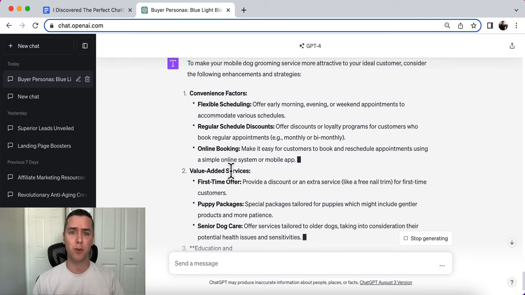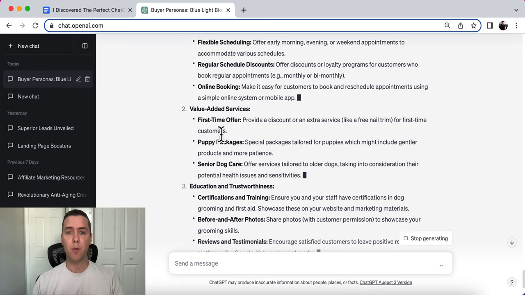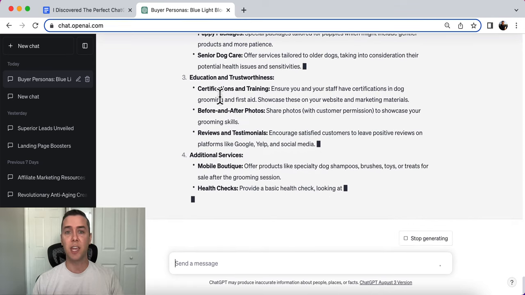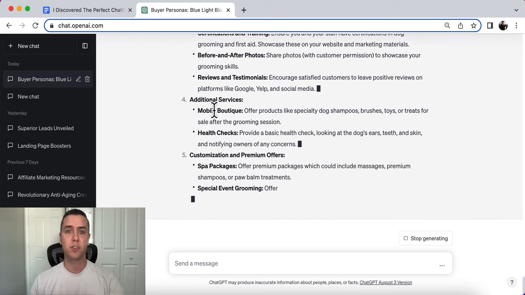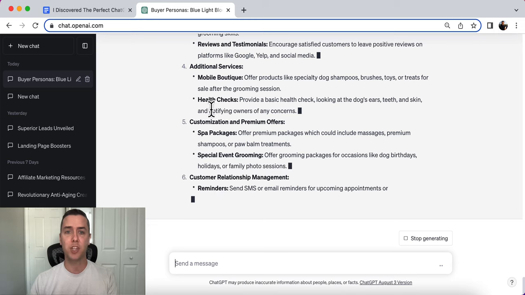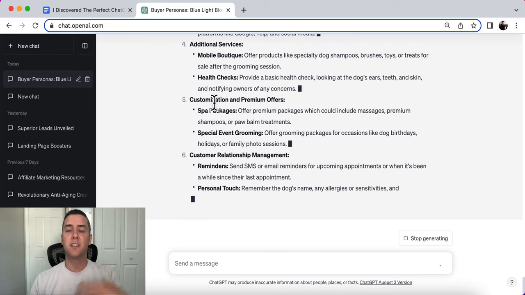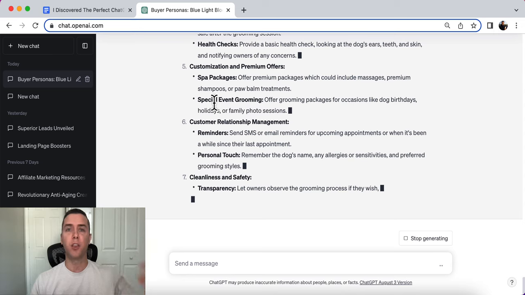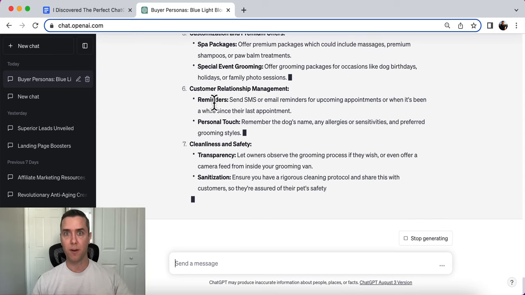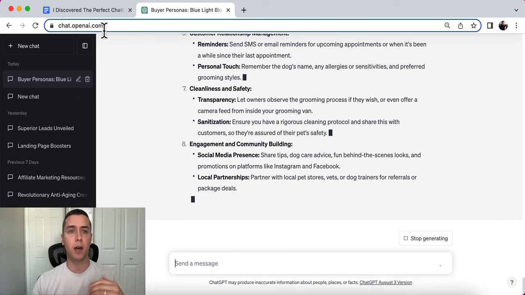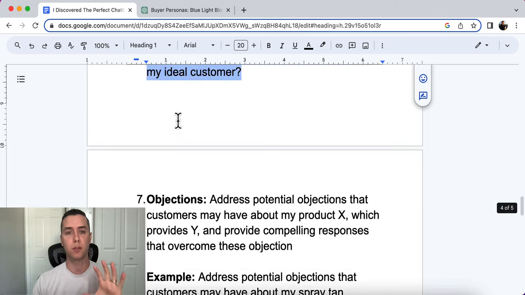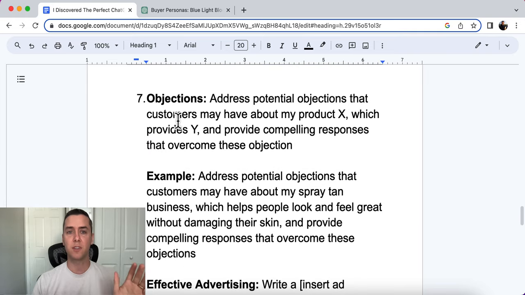So let's say I am a mobile dog groomer. Here are some convenience factors, right? Flexible scheduling, regular scheduled discounts, online booking, a first-time offer, puppy packages, senior dog care, education, right? Certificates and training, before and after photos, reviews, testimonials, additional services, a mobile boutique, health checks, right? Spa packages. This is just going to get your mind thinking of other ways that I can add value to my offer that will allow me to charge more and make more money, okay? So it's just going to keep going on and on, but you just need to insert your product or your business.